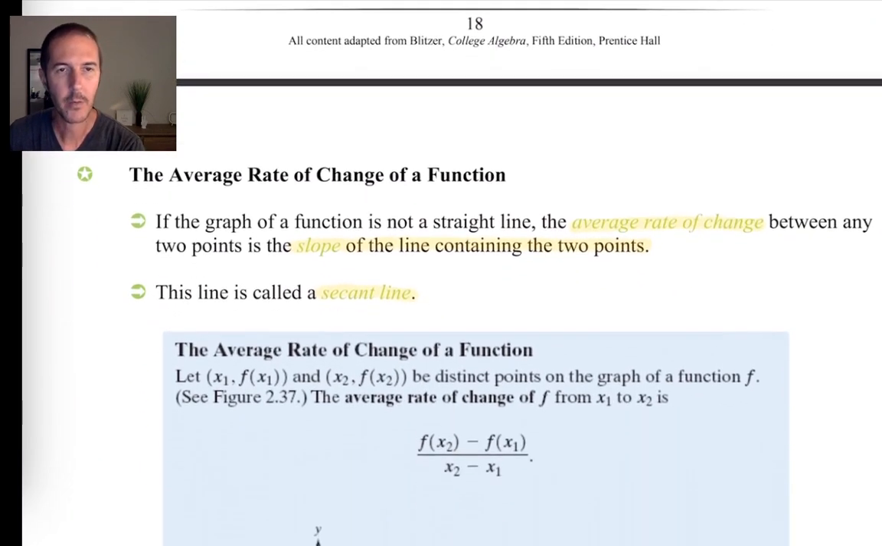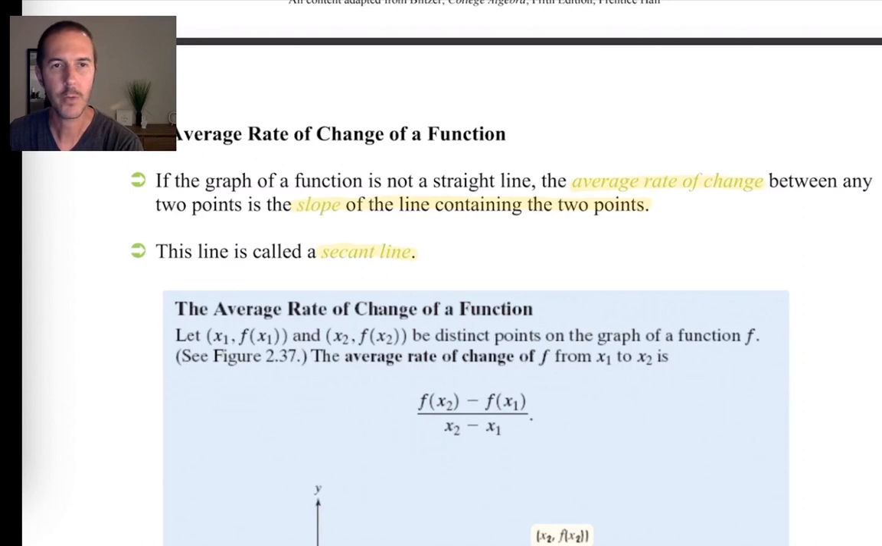A related topic when we're talking about slope is called the average rate of change. And the average rate of change for a function is not an evaluation of the entire function. We don't find the average rate of change for the whole function. We find the average rate of change between 2 points on the function, on the line, on the curve, whatever the graph is. So average rate of change is synonymous with the slope of the line containing 2 points.